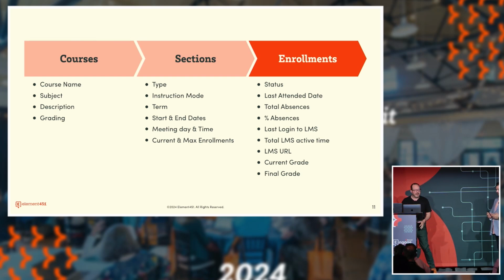Then you can move down to the sections. So courses might come from your catalog, sections probably come from your SIS, where you're talking about that specific section in that particular term. Or the LMS, you could do it directly from the LMS as well. So if you've got an SIS to LMS integration and you just want to pass the LMS data back to Element, you can do that as well.